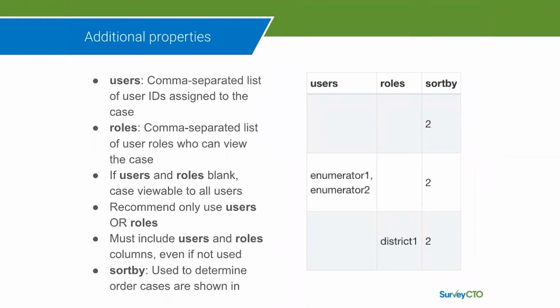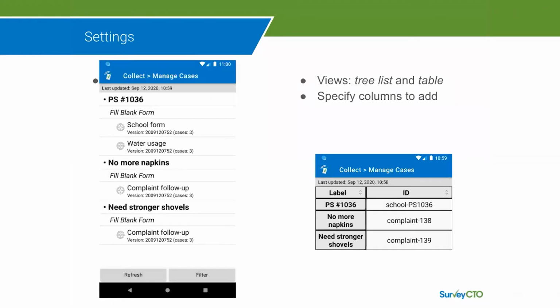Finally, we have the sort by property. Normally, cases are displayed to enumerators in order based on their ID value. But if your cases have a sort by value, they will be sorted and displayed based on that instead. In the example on the right, all three of these cases will be grouped together since they have a sort by value of 2. There are a few settings you can use to customize what the case management menu looks like.